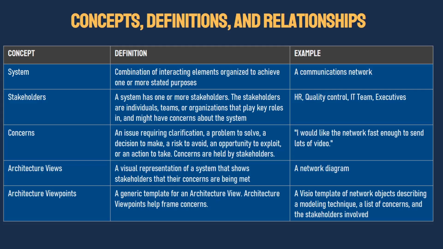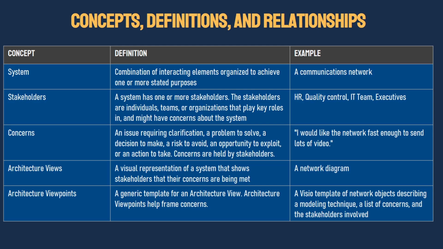Let's talk about a few key definitions. The first is the concept of a system. The definition of a system is a combination of interacting elements organized to achieve one or more stated purposes. An example of this would be a communication network. A system has one or more stakeholders. The stakeholders are individuals, teams, or organizations that play key roles in and might have concerns about the overall system. An example of a stakeholder can be HR, quality control, the IT team, or executives.